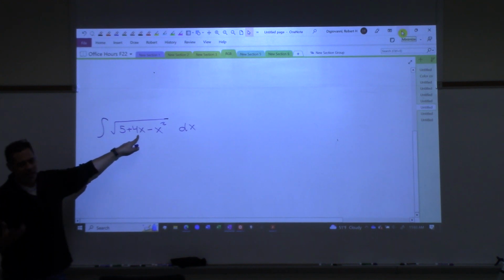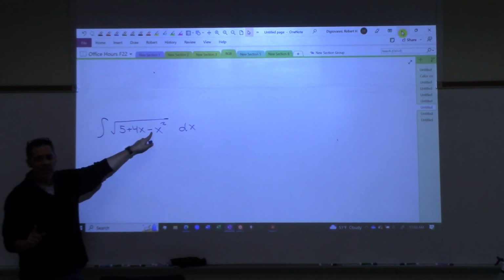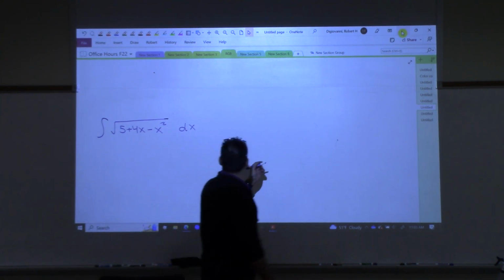Can we complete the square? Yeah, completing the square. We did one just like this last class. The big difference, though, is that I have a negative coefficient in front of x squared, and that's going to change a little bit of the way we handle this. So I'm going to complete the square.